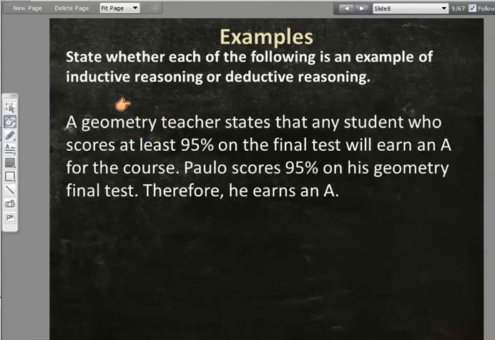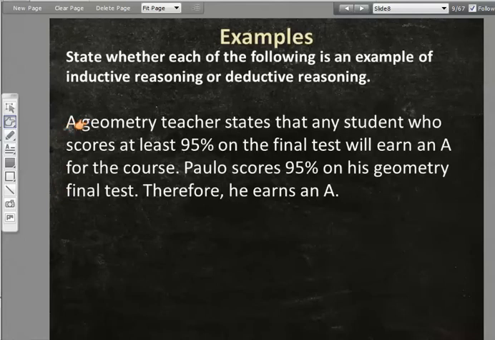Let's look at some examples. First, we're going to go over inductive and deductive reasoning. State whether each of the following is an example of inductive reasoning or deductive reasoning. A geometry teacher states that any student who scores at least 95% on the final test will earn an A for the course. Paulo scores 95% on his geometry final test. Therefore, he earns an A.